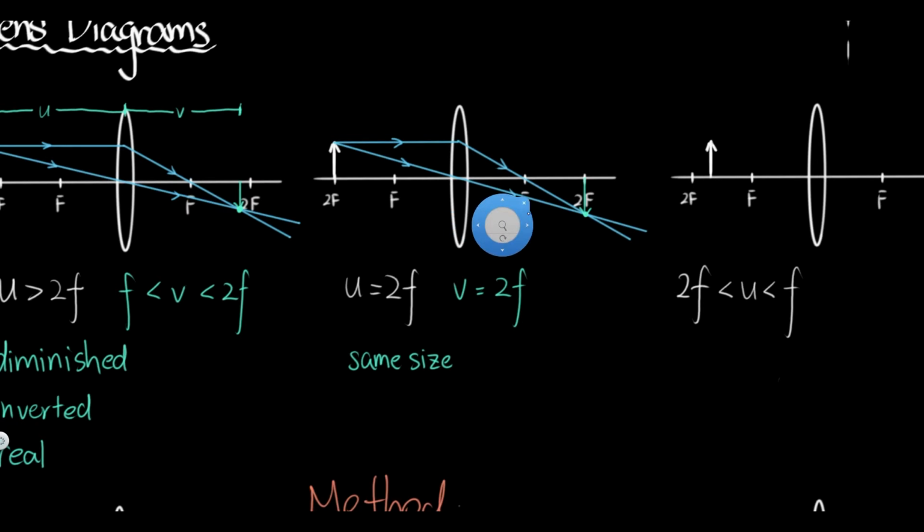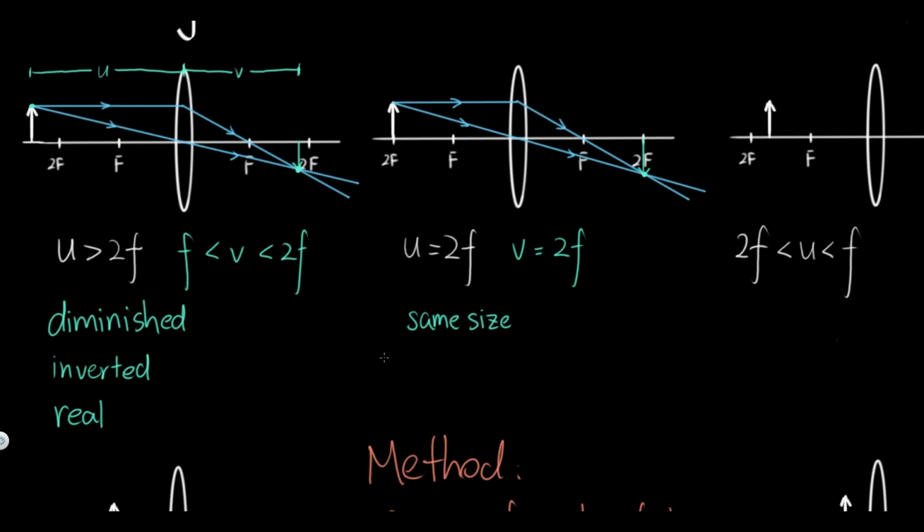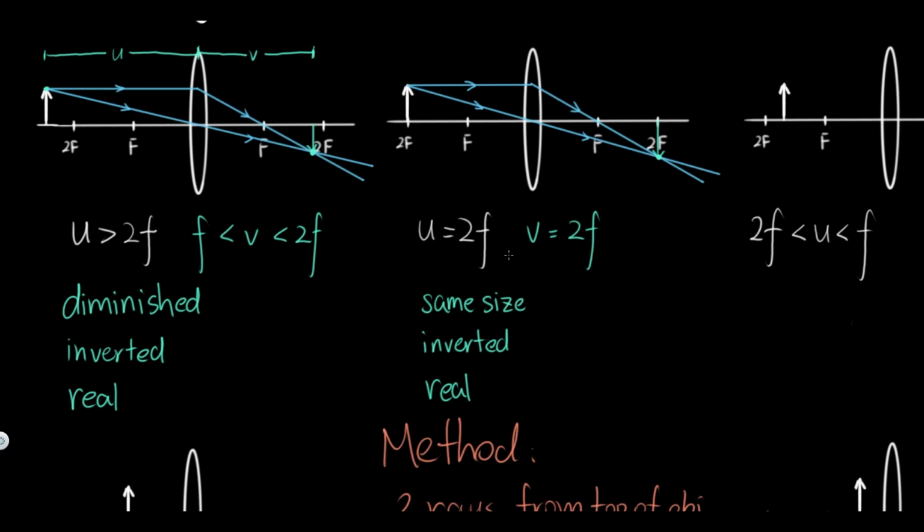Yeah, and another thing that is the same as the previous one is that it's inverted. We know that because it's upside down. The arrowhead now points down, and it's real because we can project it on the screen. All right. So when the object distance is 2f, we know that the image distance is also going to be 2f. It's the same size, it's inverted, and it's real.